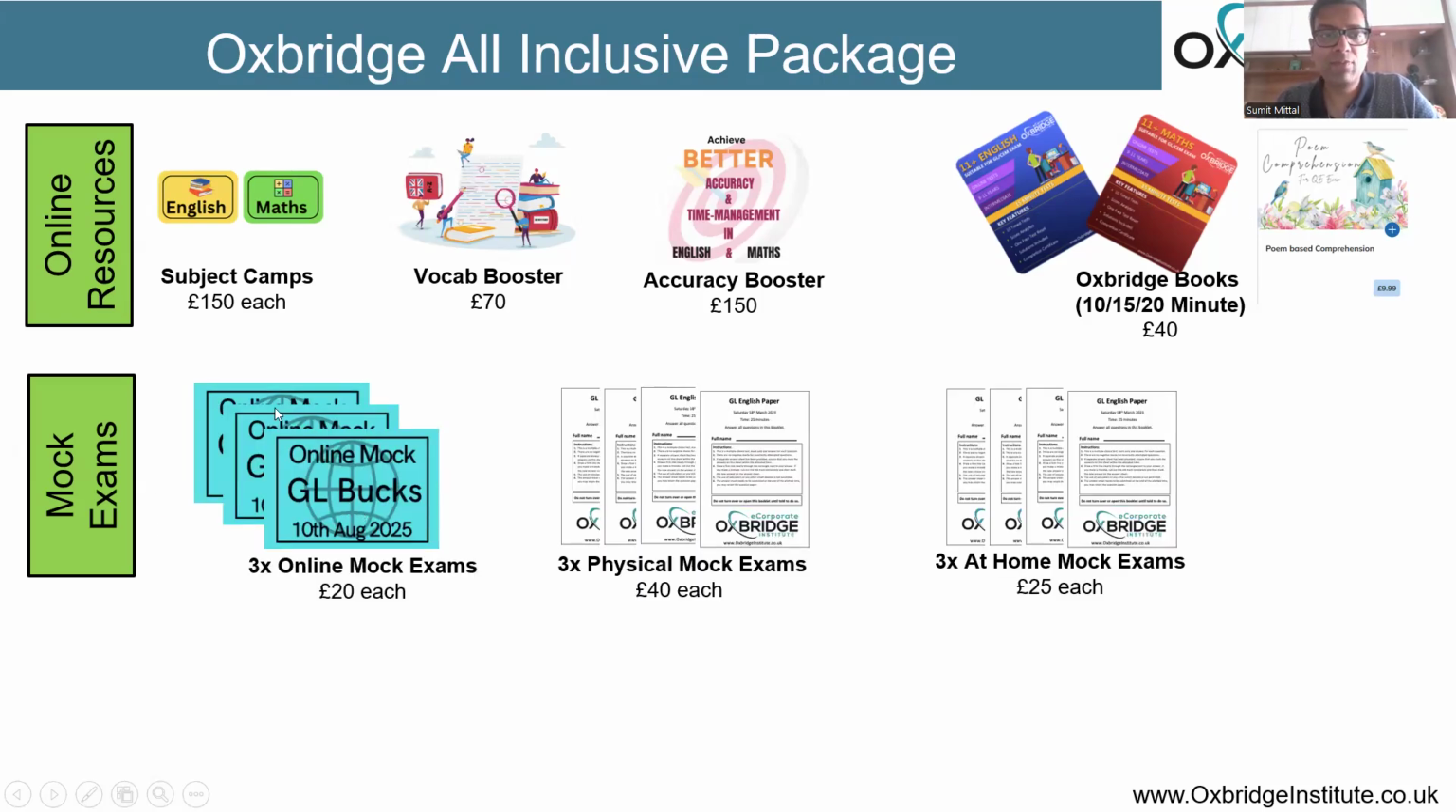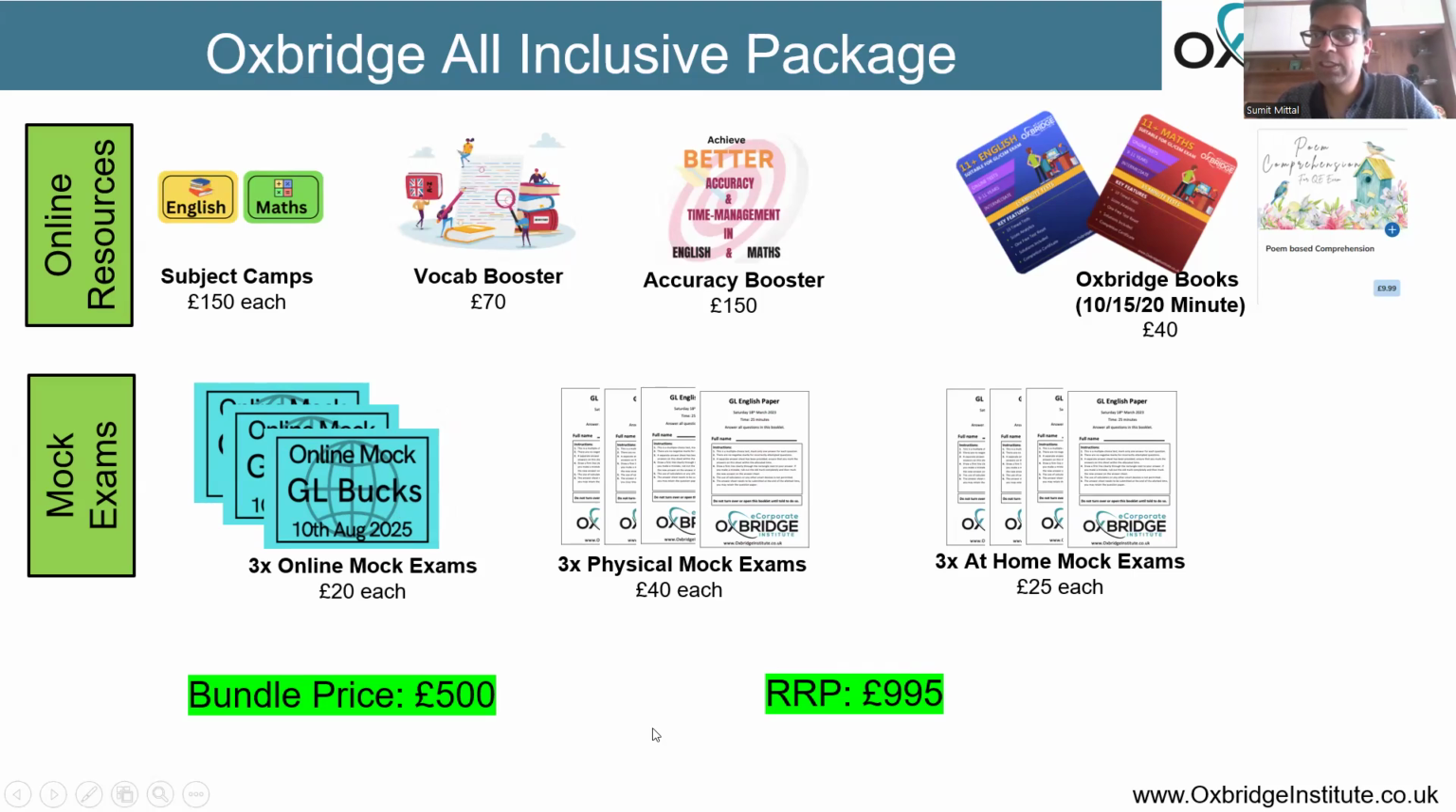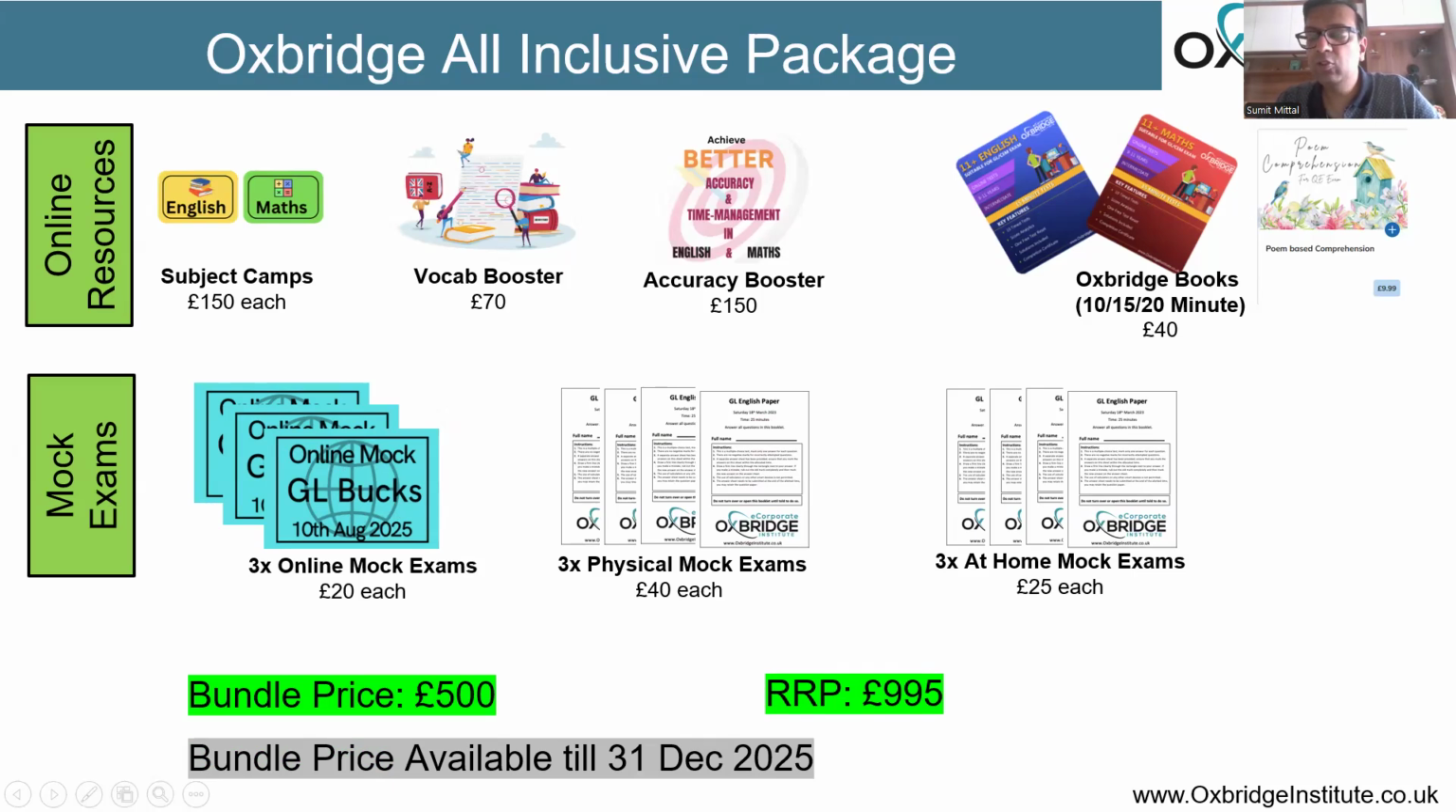In terms of mock exams, you get 3 online mocks, 3 physical mocks, and 3 at-home mocks as part of this package. So this package would have a recommended retail price of around £1,000 in total, but as a bundle, you can get it for £500. And this bundle is going to be available till the 31st of December. So what this means is, let's say you go for the maths camp in October, and subsequently you decide you want to go for the complete bundle, then you only need to pay the incremental cost till 31st of December. And then you can get the complete package.